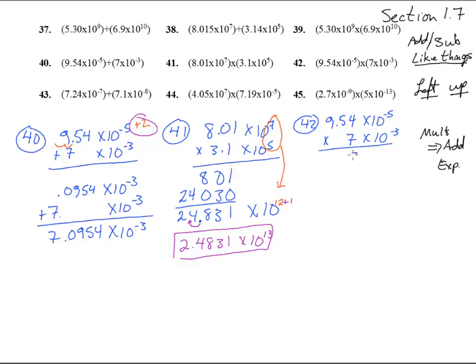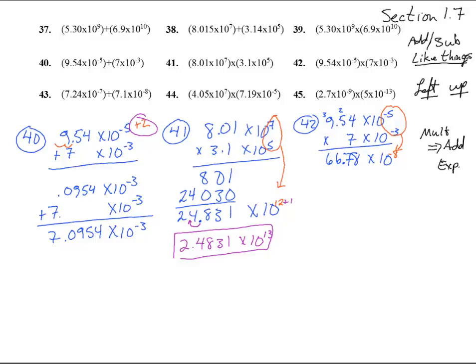7 times 4 is 28. Carry the 2. 7 times 5 is 35. Plus the 2 is 37. Carry that 3. 7 times 9 is 63. Plus 3 is 66. And there are 2 total decimal places over here. So we have 66.78 times 10 to the, now we're multiplying, and it tells us what to do here. We add those exponents. That's negative 5 plus a negative 3. That's a negative 8.